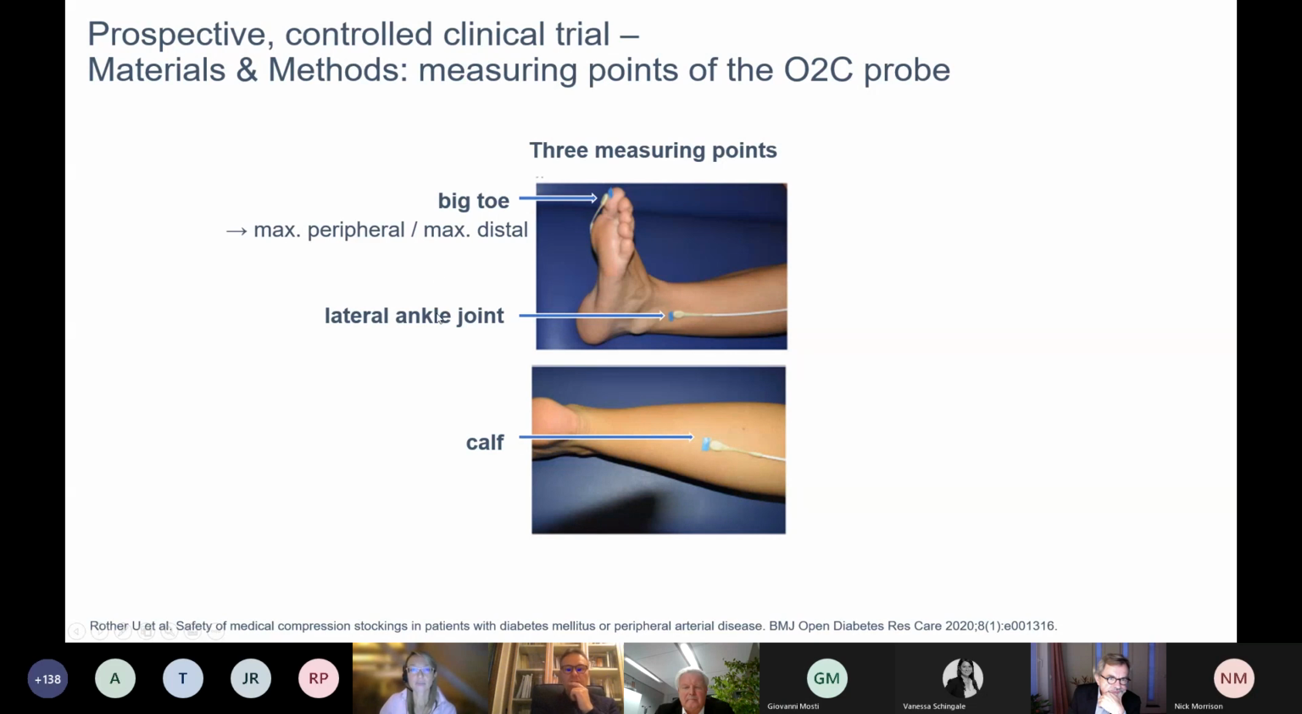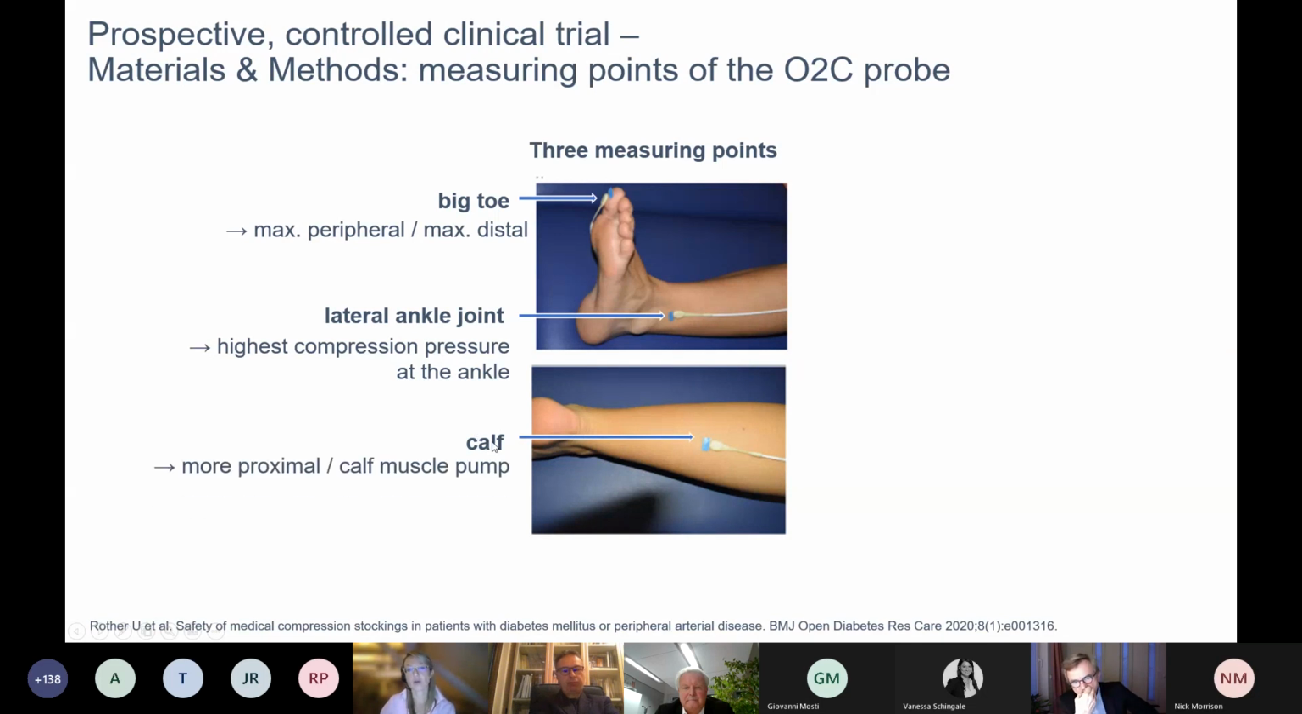We had a second localization of the O2C probe at the lateral ankle joint. And of course, you can think why we chose this site, because you know that the medical compression stocking has the highest compression pressure at the ankle. And so this might also be a critical site regarding maybe an impairment of microcirculation. And last but not least, we had also a third measuring point of the O2C probe at the calf, so a more proximal area and more in the direction of the calf muscle pump.